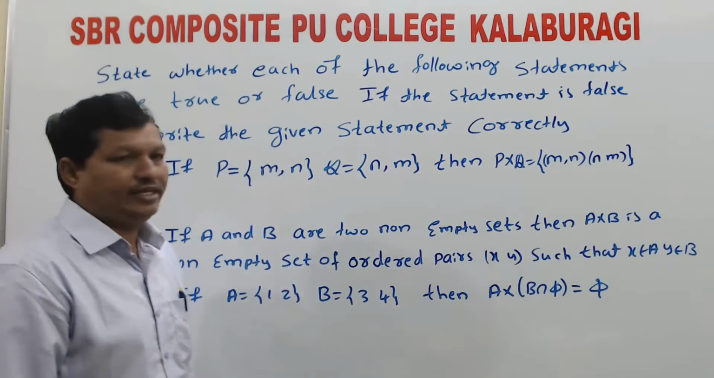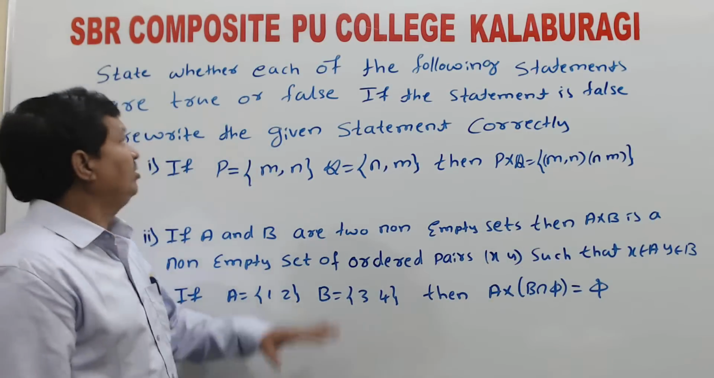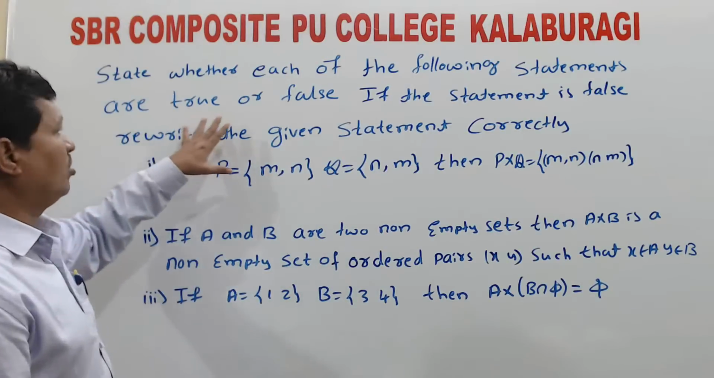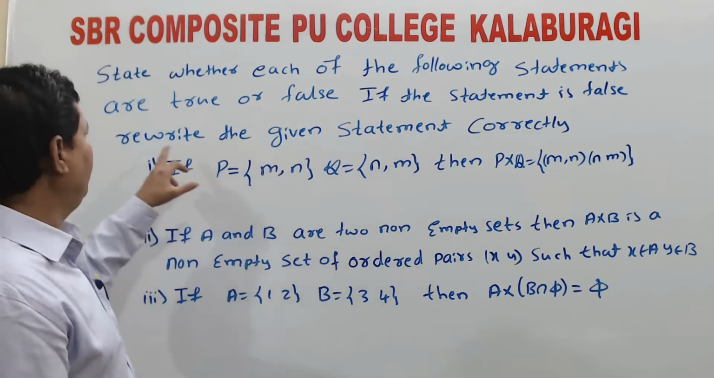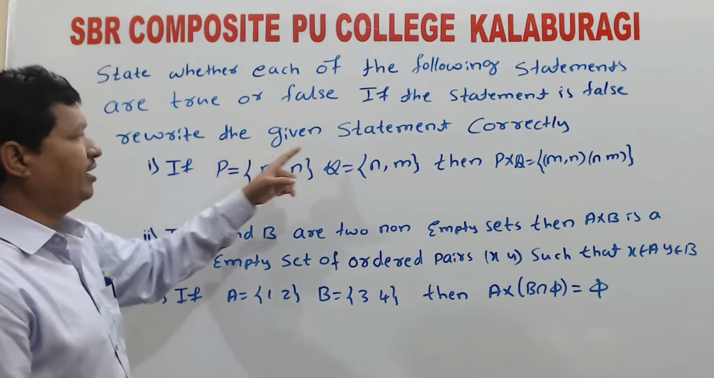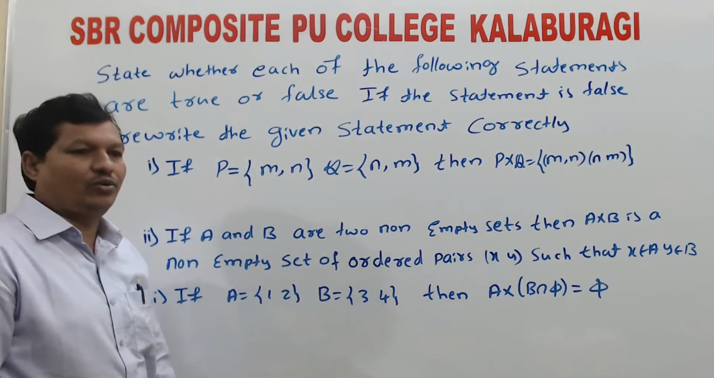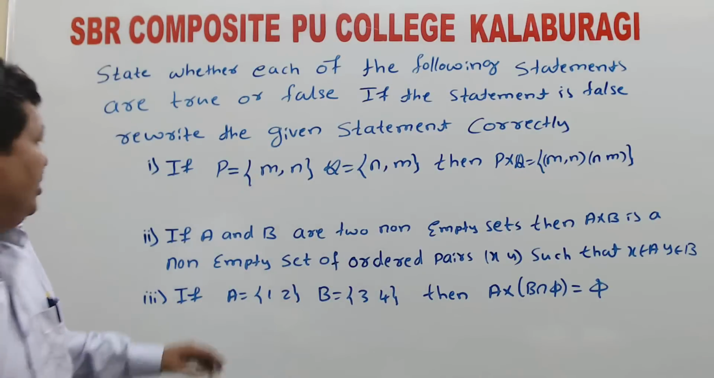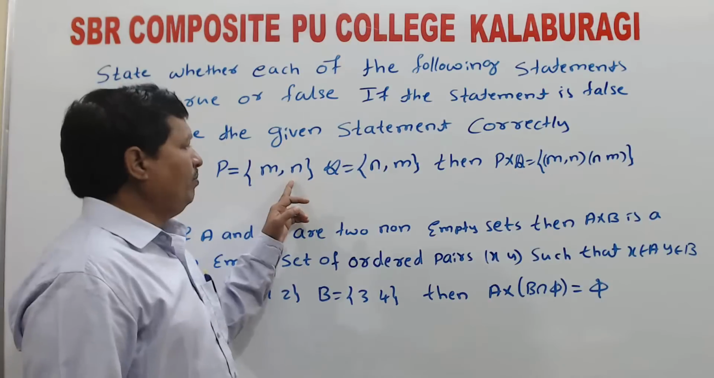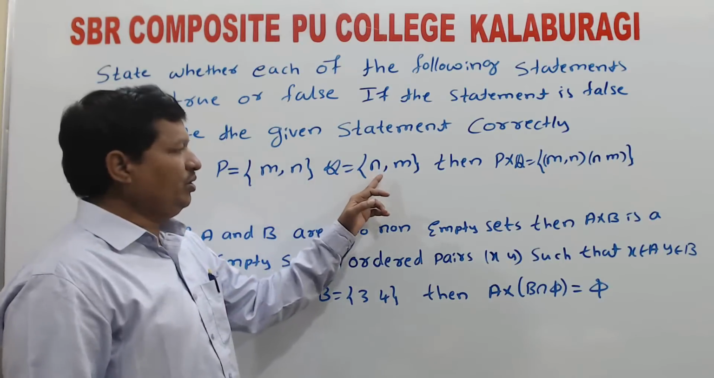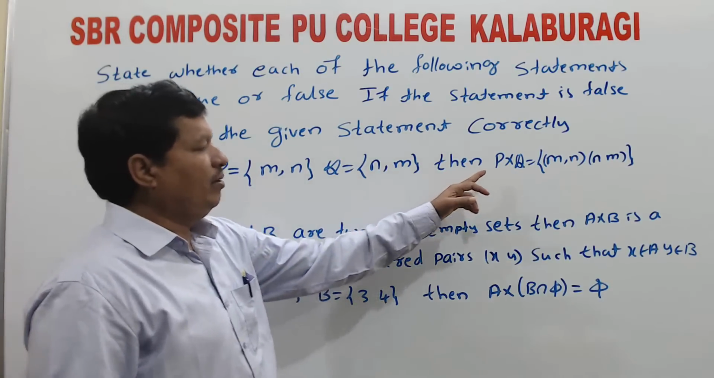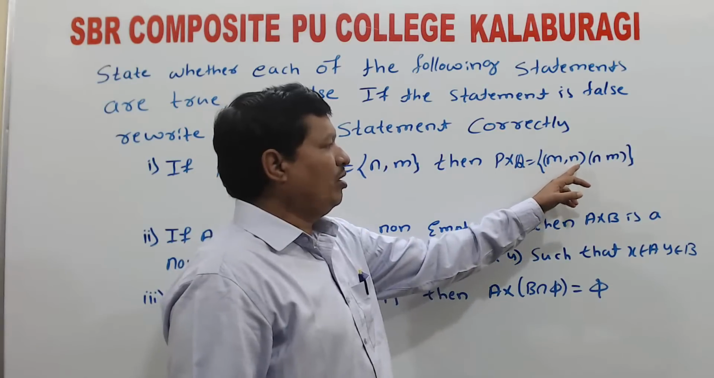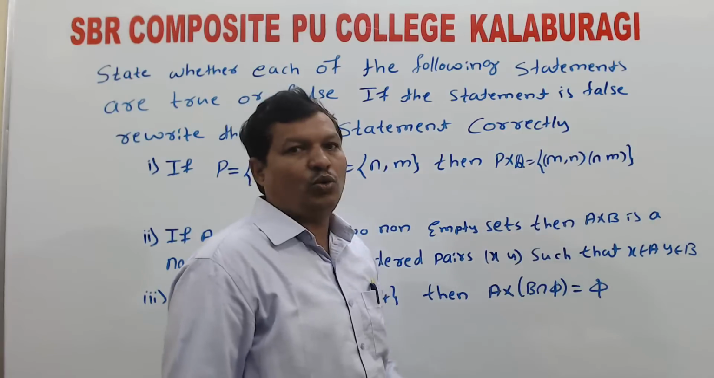What is the next question in exercise 2.1? State whether each of the following statements is true or false. If the statement is false, rewrite the given statement correctly. That I told. The first statement is: if P equal to {m, n}, Q equal to {n, m}, then P cross Q, the Cartesian product, is {(m, n), (n, m)}. Is it true or false?